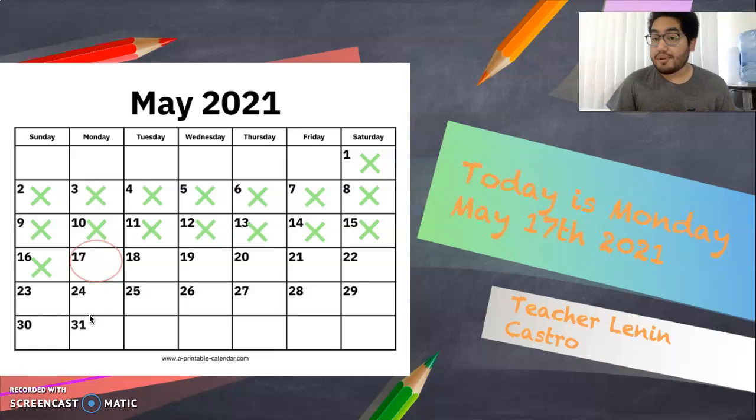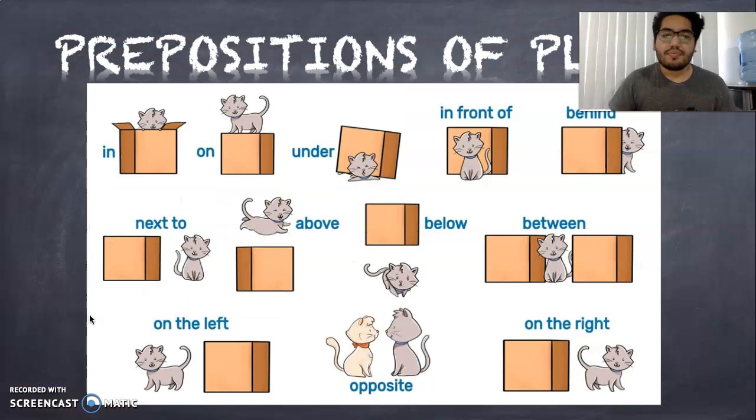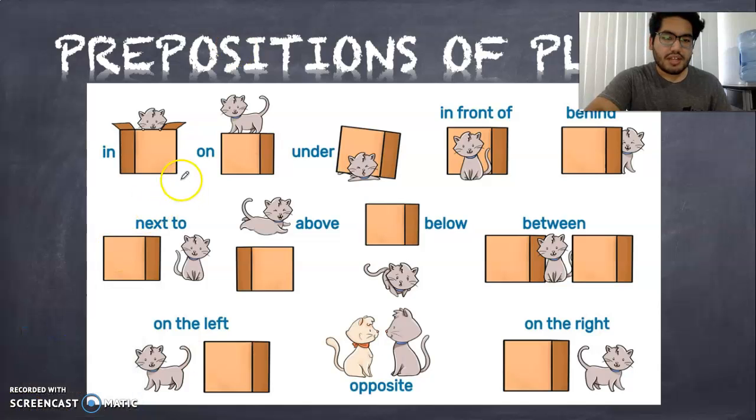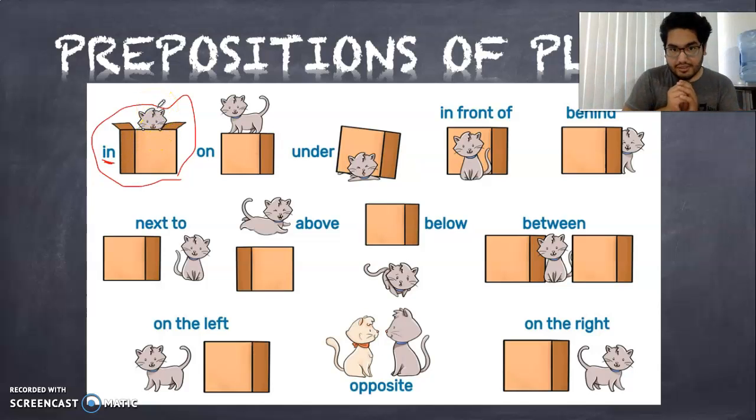Today we're going to have a very short video because I only want to introduce to you the prepositions of place. We use prepositions of place to say where something is. For example, you can see the cat in different situations. Let's see. Right here, we see the cat in the box. In means here, like the cat in the box.